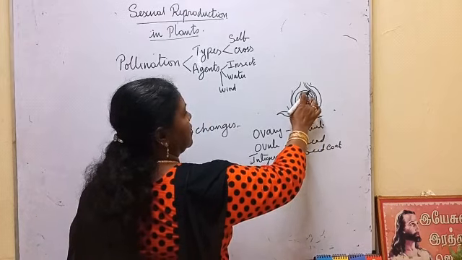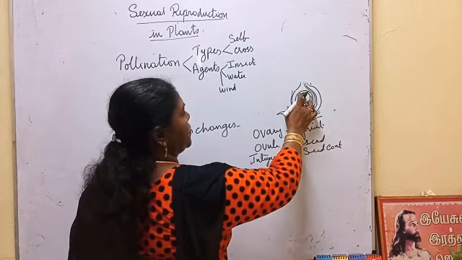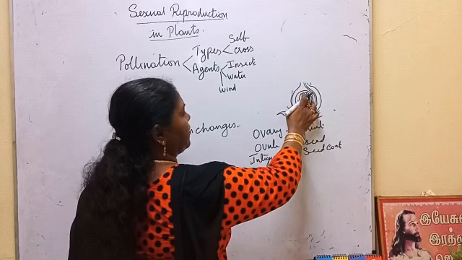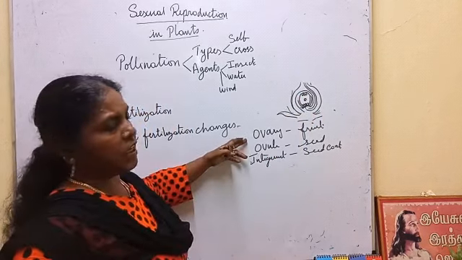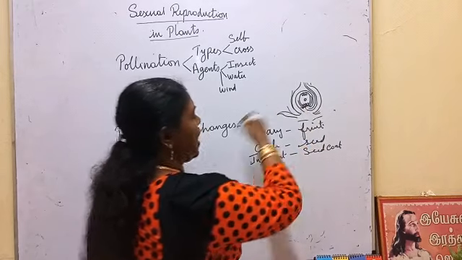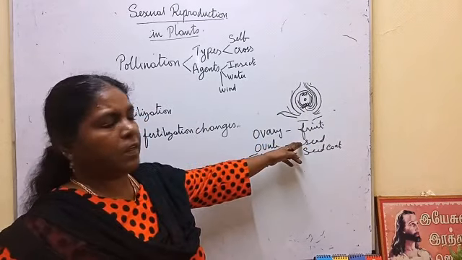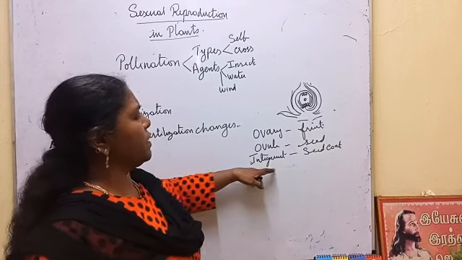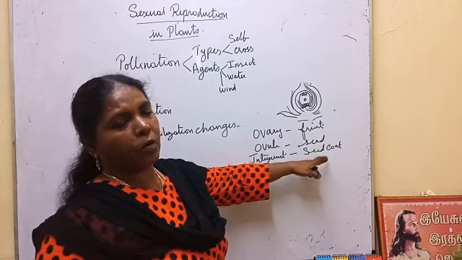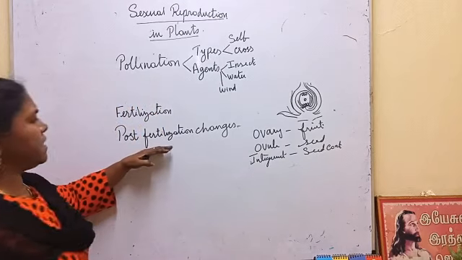The other nucleus forms the endosperm, a nourishing tissue. So all these are the post-fertilization changes. See, now from flower, how the fruit is formed. Ovary develops into fruit, ovule develops into seed, integument develops into seed coat. Okay, so these are the post-fertilization changes.